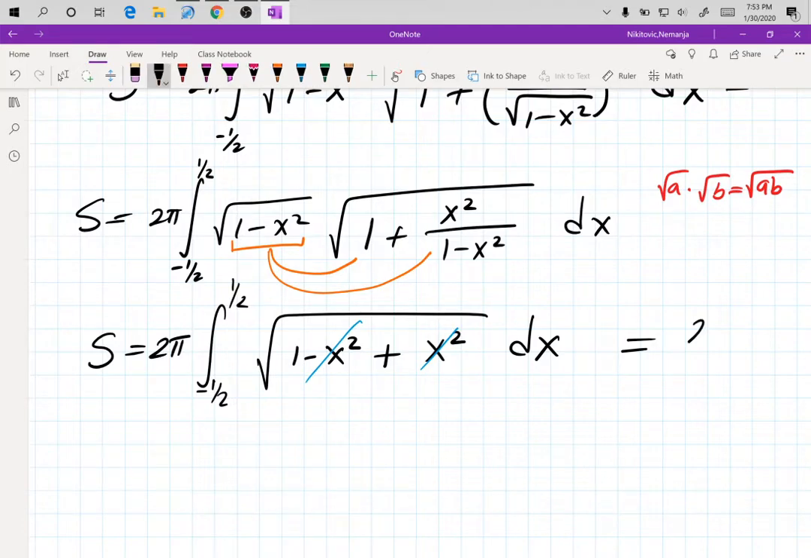So the answer is 2 pi times the integral of 1 from negative half to positive half. So you get half minus minus half. So half plus half is 1, times 2 pi.